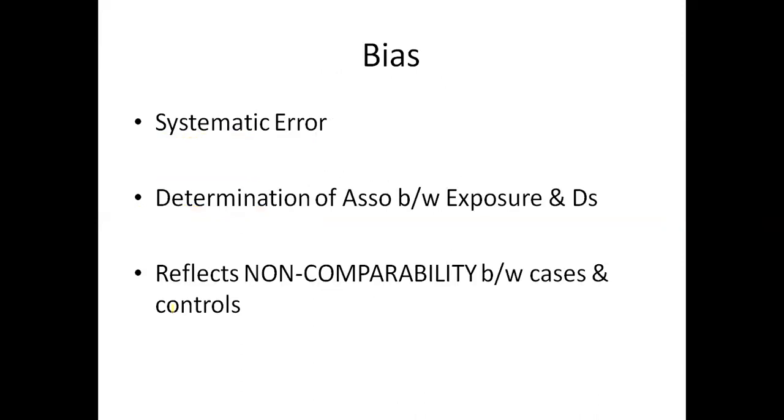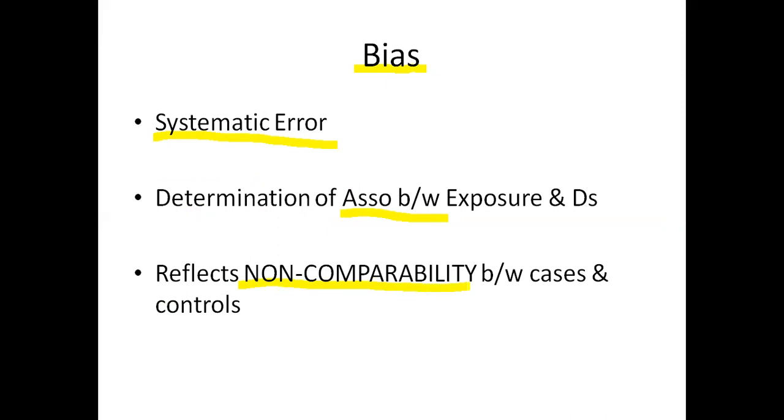So moving on from there, we are starting part 2 over here. Firstly we have bias. We would have heard about bias, and what is bias we would talk about in detail in some other video. But for now, in short, bias is a systematic error. And obviously here we are talking about bias in case control studies. So in case control studies, bias is a systematic error which affects the determination of association between exposure and disease. And it reflects some kind of non-comparability between cases and controls.